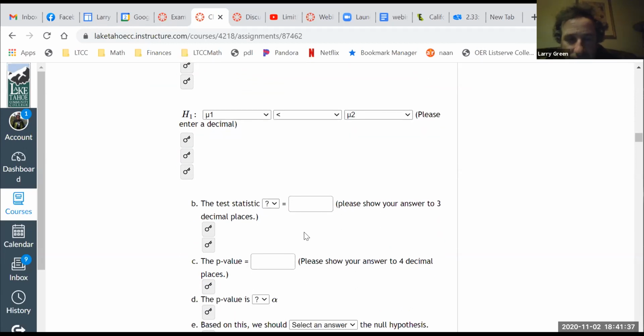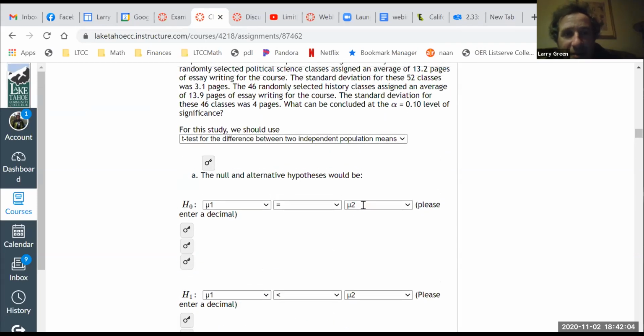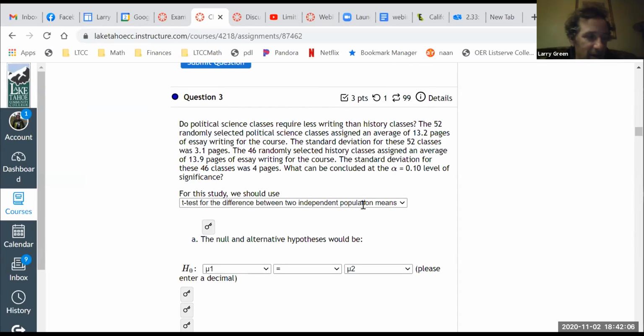Okay. The test statistic. Is it Z or T? Yeah, this one's T because we don't know the population standard deviations, which you never will with quantitative data. Okay, so it's T, and now we need to get our answer. So this is where we have to look at all the numbers. So let's get our numbers.